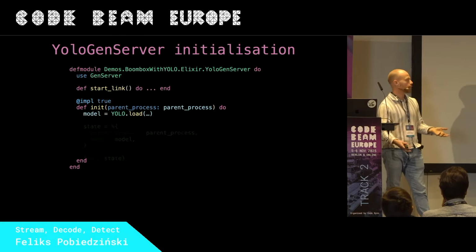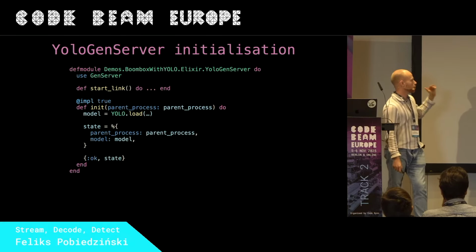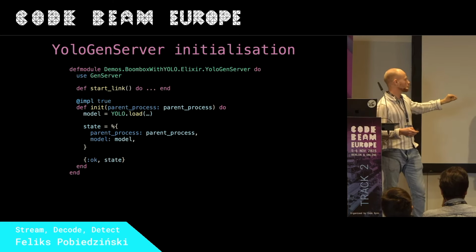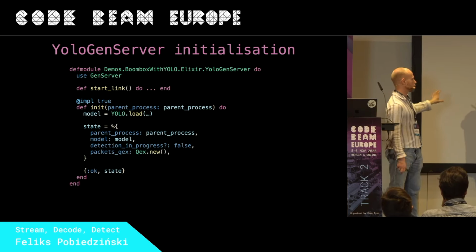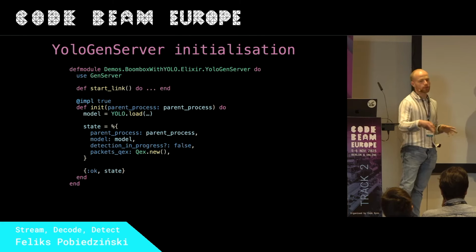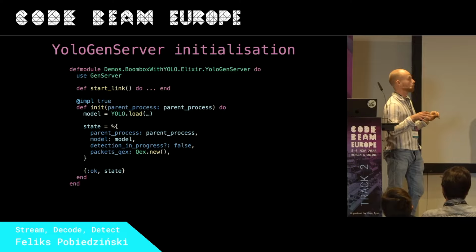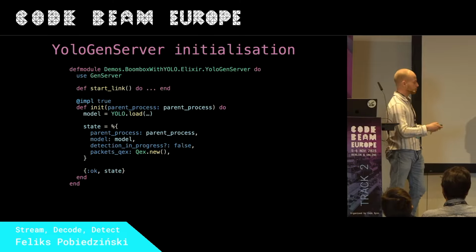Then I will initialize the state of my GenServer. I will store the parent process from init option, the freshly loaded model, as well as a queue to store packets and a flag indicating if the prediction is running in the background or not.